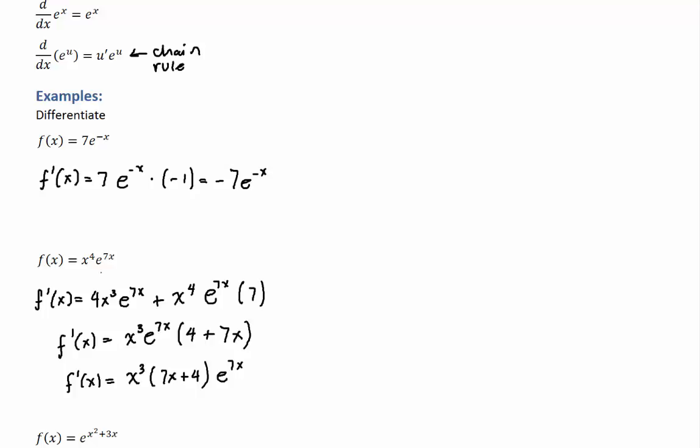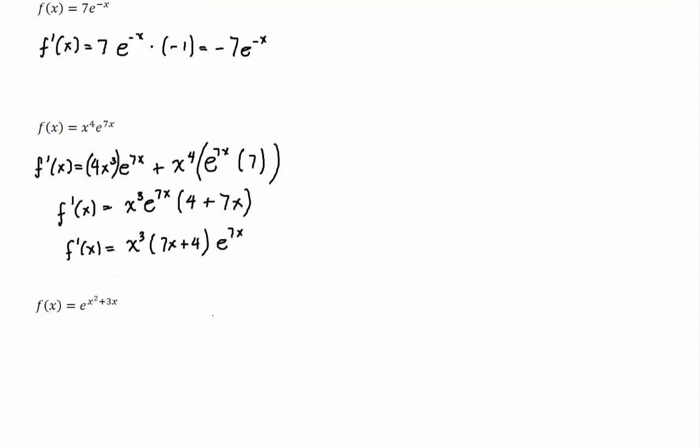So firstly, product rule, which this is the derivative of x to the 4th. And this is the derivative of e to the 7x. And then I just reorganize all the terms.